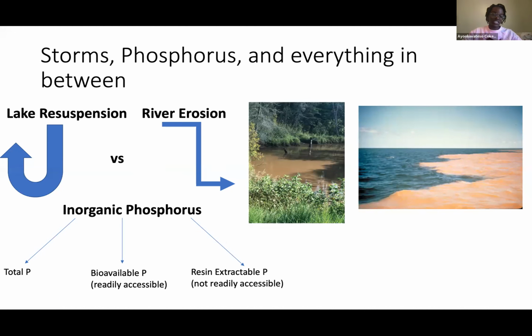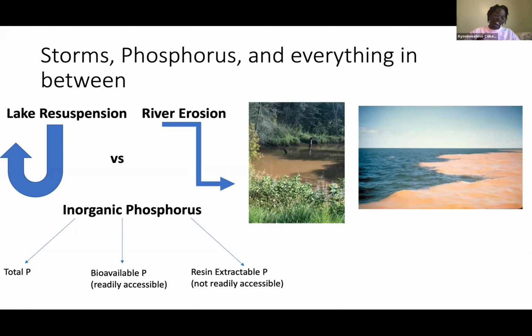So my research looks into whether the sediment that is reintroduced into the water column in the lake, versus the sediment that flows out into the lake from the river due to erosion, is more important in providing phosphorus to these cyanobacterial blooms. A lot of the phosphorus in this region of Lake Superior is bound up in the sediments, and it's inorganic phosphorus. So I decided to investigate three different fractions of inorganic phosphorus.